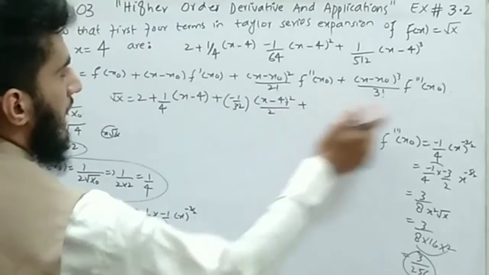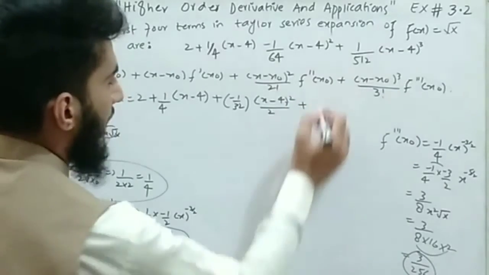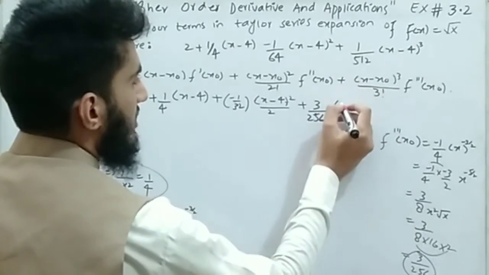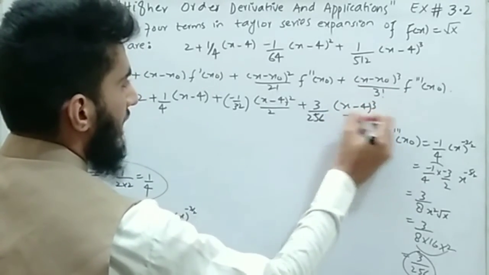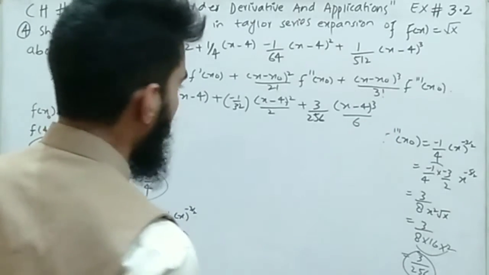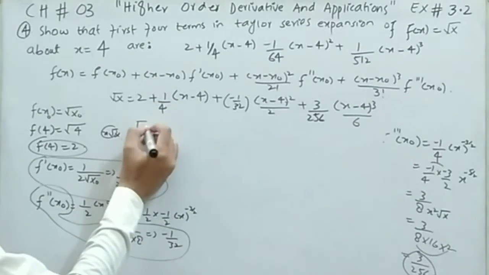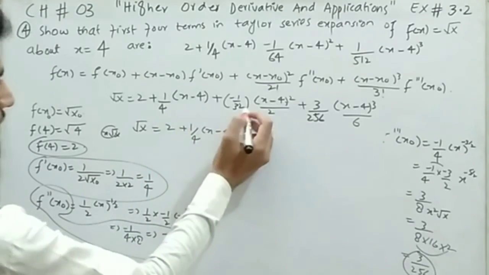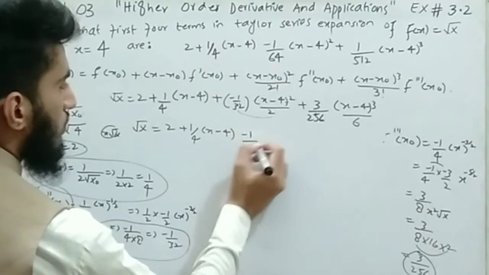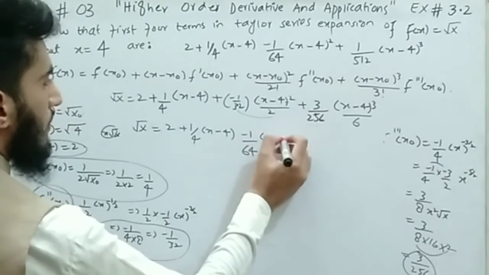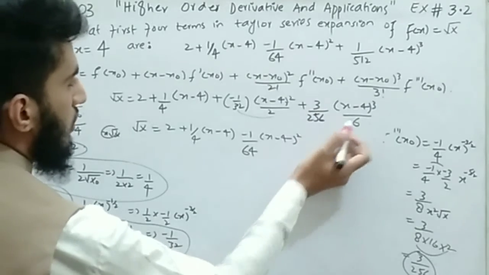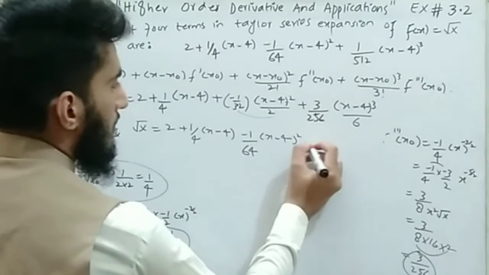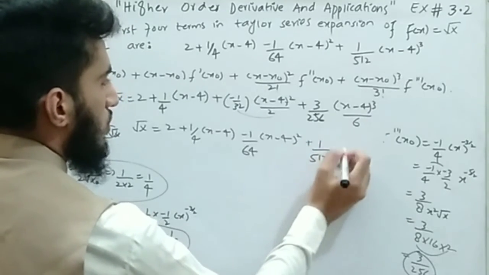And after this plus f triple prime of x naught, which is 3 by 256, into x minus x naught. So our x naught is 4, whole cube, divided by 3 factorial, which is actually equal to 6. Now again for further simplification, root x will be equal to 2 plus 1 over 4 into x minus 4. And over here 32 will multiply with 2. It will give us minus 1 over 64 into x minus 4 whole square. 3 will cancel out with 6, so it will give us 1, and over here it will give us 2. That 2 will multiply with 256, it will give us plus 1 over 512 into x minus 4 whole cube.